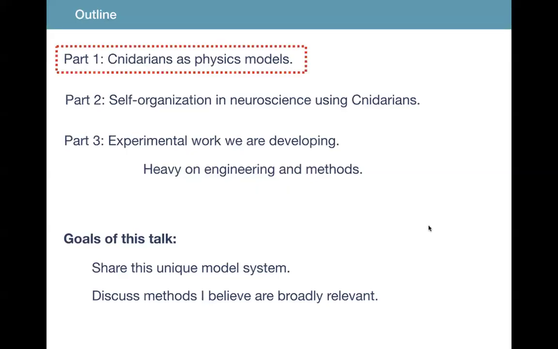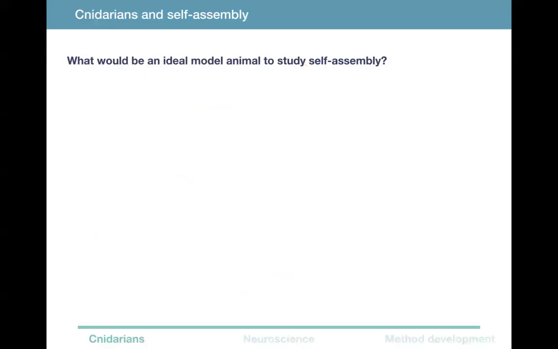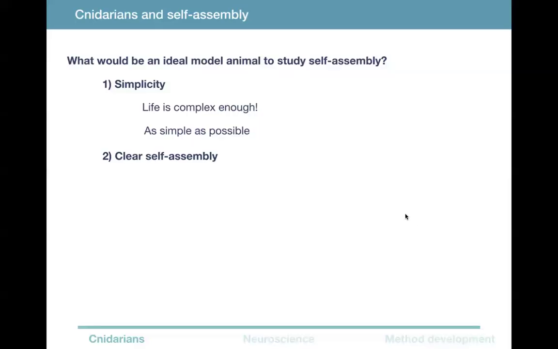Right from the beginning, talking about Cnidarians, I wanted to start with the question of what would be an ideal model animal to study the physics of self-assembly. There's a lot of possible answers, but I made a little list here, which is first, simplicity. If you're studying physics of some living system, life is already complex enough, and you want something as simple as possible so that we can use these physics models to describe them. You want something that has very clear self-assembly, so that it starts in a very clean initial condition and then assembles into some known structure.